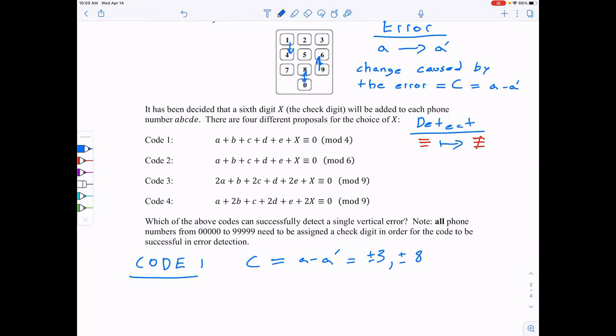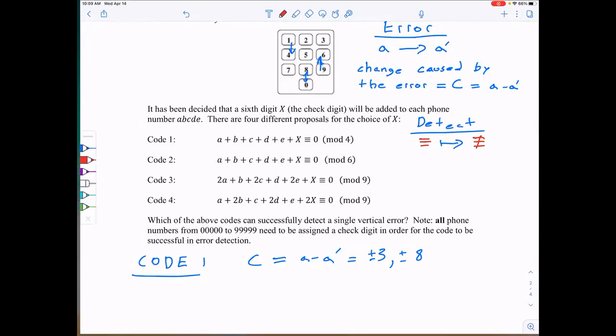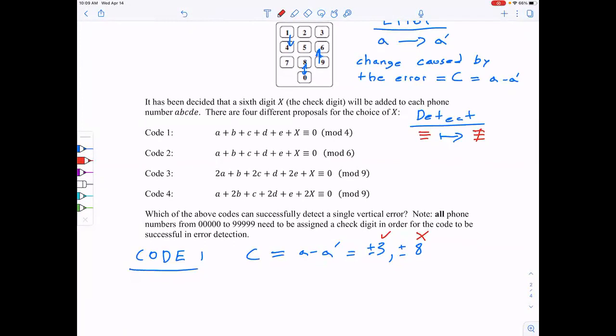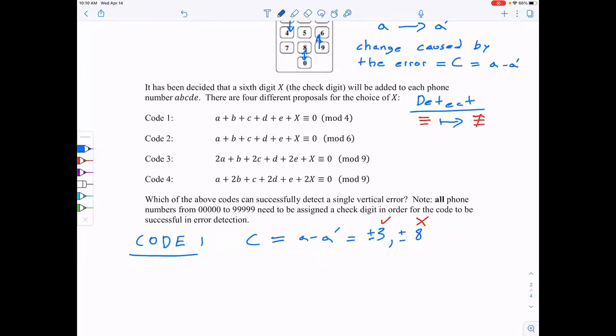Now for plus or minus 3, we would notice that, but plus or minus 8 is unfortunately 0 in mod 4. So the 3 here is not a problem, but the 8 causes some problems. So if you had a phone number that had a digit of 8 and the 8 changed to a 0, you're not going to be able to notice that detection in mod 4. It's not going to change anything. So what you can do in this case is just come up with a counterexample.